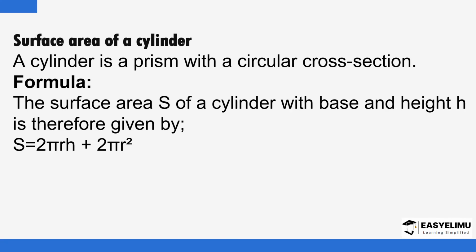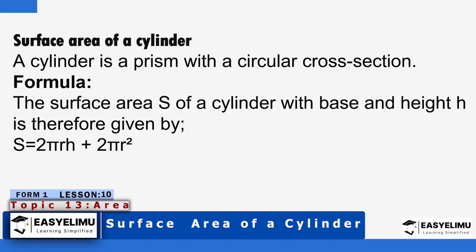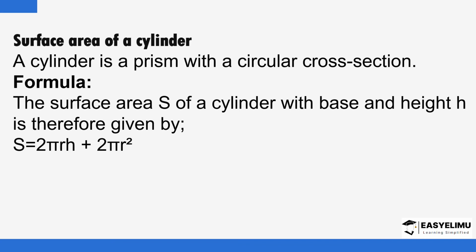So a cylinder is described as a prism with a circular cross section. You can possibly call it a circular prism, you know, the uniform. The only difference between a cylinder and the other prisms is that for a cylinder, the cross section is circular in shape. So the formula that we used to find the total surface area of a prism can still be used for this.